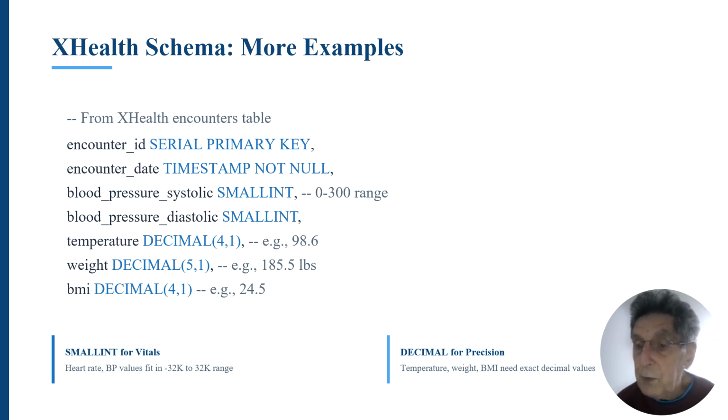Temperature, decimal 4,1 allows 99.9, 100.4, 98.6. One decimal place is clinically sufficient. Weight, decimal 5,1 allows up to 9999.9 pounds or kilograms. One decimal place. BMI, decimal 4,1 for body mass index, typically in the range of like 15 to 50. A design question you might consider: why small int for vitals instead of integer? Because it saves space. If you have millions and millions of records, that can be significant.